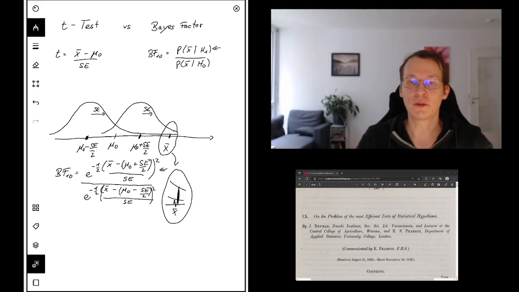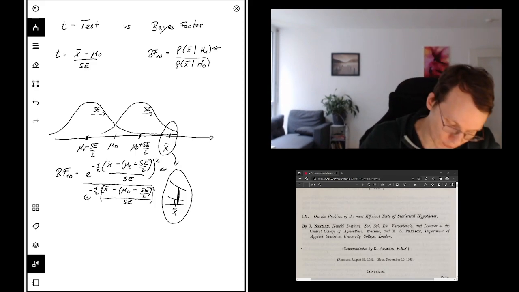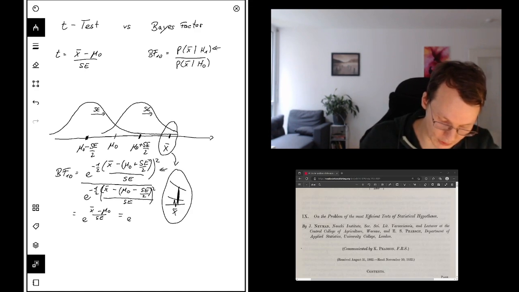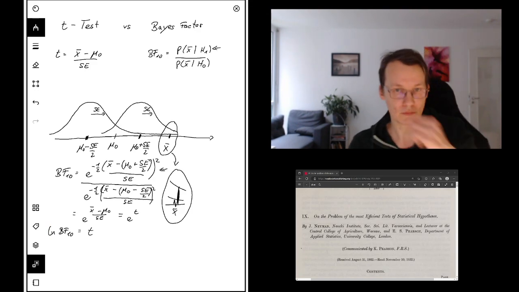And if you calculate this out, if you rearrange this properly, you will find that this results in e to the power of your mean minus mu0 divided by SE, which is t, right? Which is e to the power of t. So in other words, you could also say the natural logarithm of your Bayes factor is your t value.